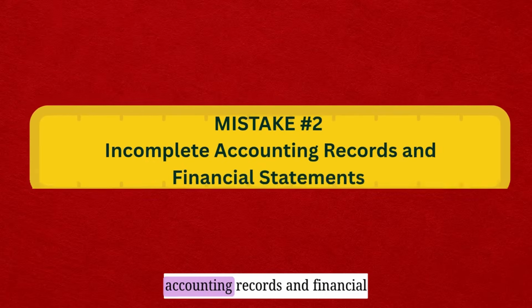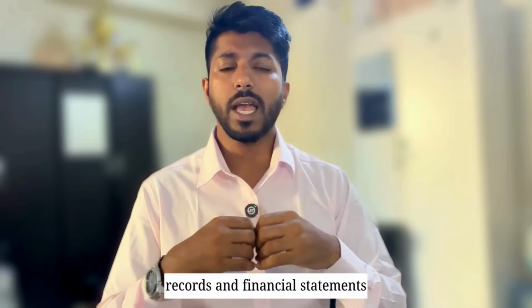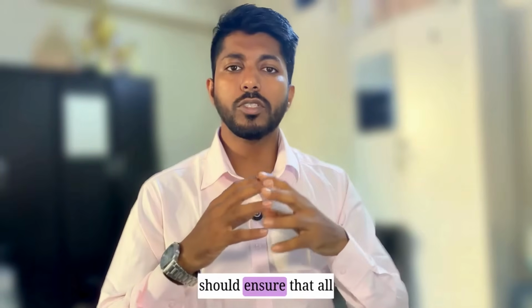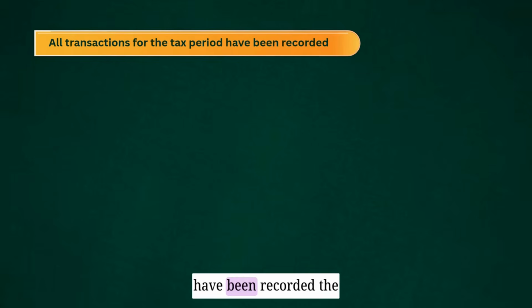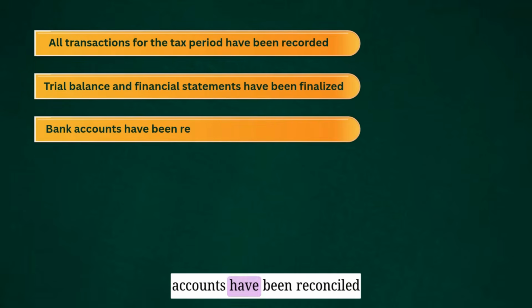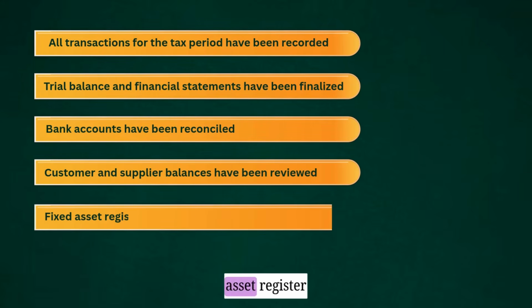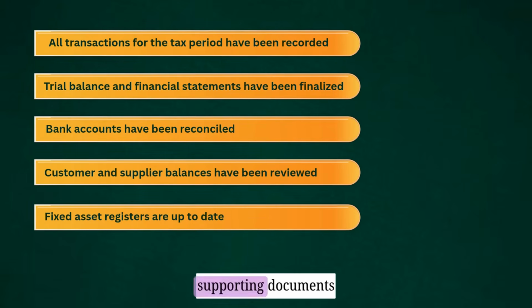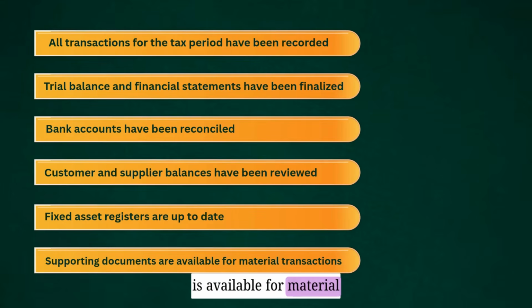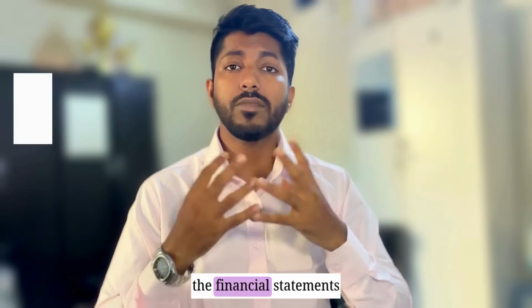Mistake 2. Incomplete accounting records and financial statements. Before preparing the corporate tax return, a business should ensure that accounting records and financial statements are ready. You should ensure that all transactions for the tax period have been recorded, the trial balance and financial statements have been finalized, bank accounts have been reconciled, customer and supplier balances have been reviewed, the fixed asset register has been updated, and supporting documents are available for material transactions.